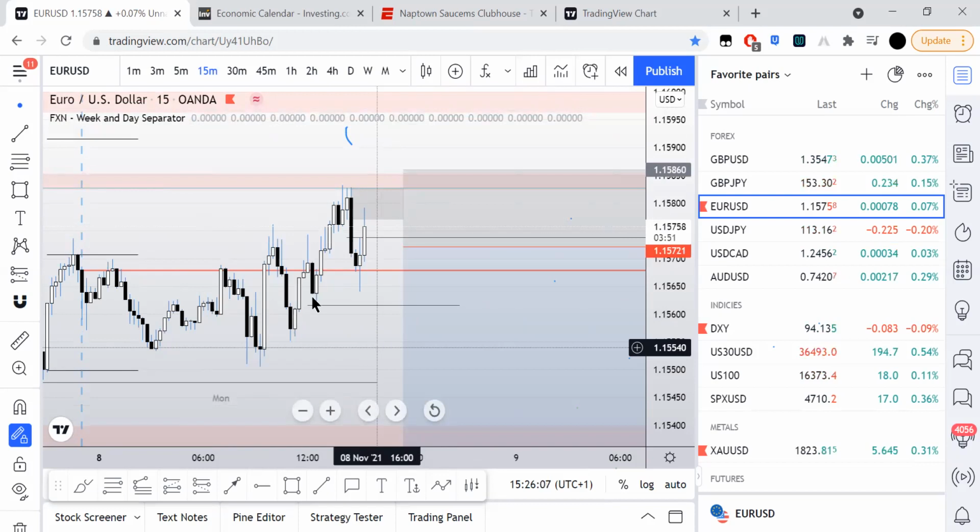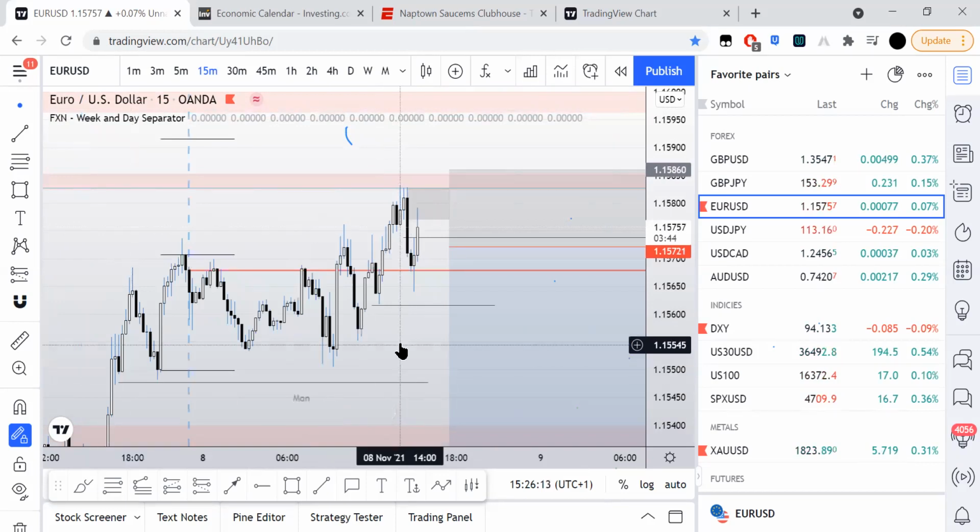They built up all this low resistance liquidity right here, and liquidity down here, possibly ran.